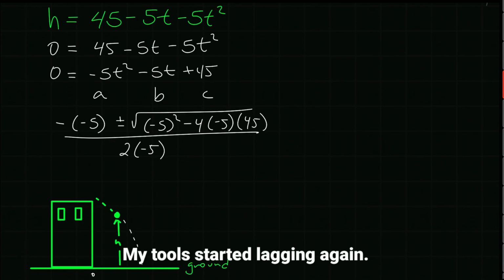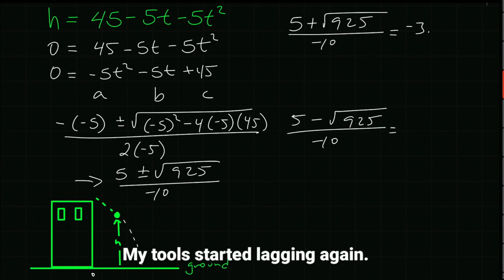So technically that's my solution, and I need to figure out what the actual times are. So I'm going to plug that in. I have 5 plus the square root of 925 divided by negative 10, and then I also have 5 minus the square root of 925 divided by negative 10. If I plug this in, I'm going to get negative 3.541. And then for the second one, if I plug all of this into my calculator, I'm going to get 2.541.